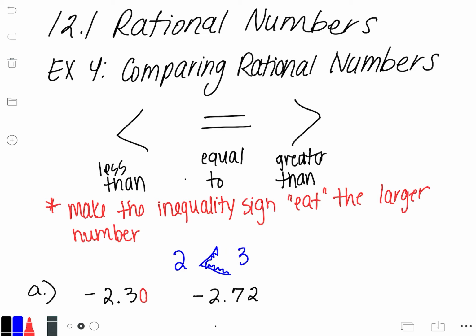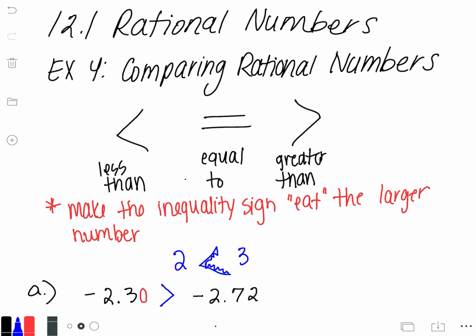And then another suggestion I have with decimals is to think about it like money. So your first one is like owing someone $2.30, and the second one is like owing someone $2.72. So you're more in debt with that second number. That second number is technically smaller, so you want your inequality sign to open up to the $2.30. So negative $2.30 is actually greater than negative $2.72.